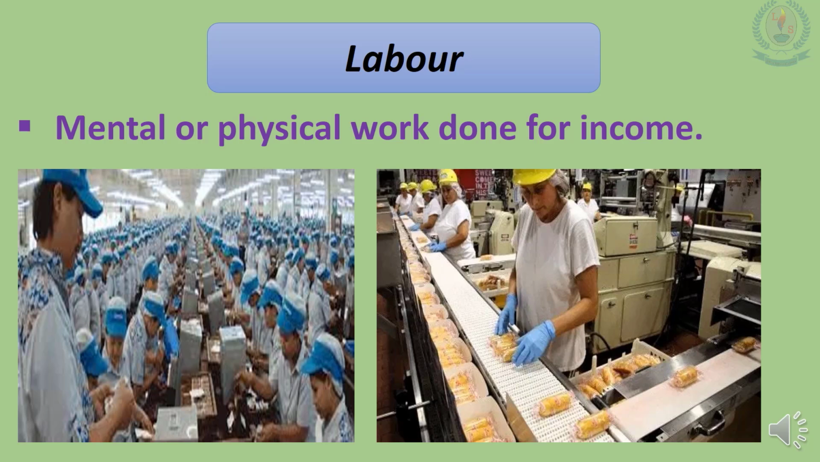So second factor is labor, mental or physical work done for income. Then we can say the total of human, mental and physical skills used at work. So labor is the effort that people contribute to the production of goods and services. Understood? Then second factor is labor. Labor is a human factor of production.